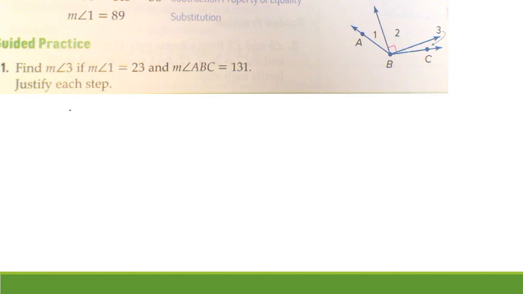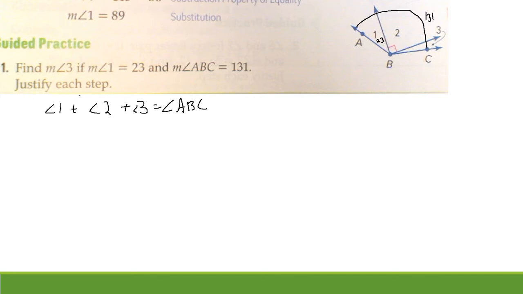So let's try one on our own here. Find the measure of angle 3 if angle 1 is 23 degrees. So we'll put a little 23 here. Angle 1 is 23 degrees. And ABC, so A to B to C, the entire thing is 131. So, well, what do I know? Well, I know that if I take angle 1 plus angle 2 plus angle 3, which is this space right here, I can get the entire angle. So I'm going to start off with that. Angle 1 plus angle 2 plus angle 3 is equal to the entire angle ABC.